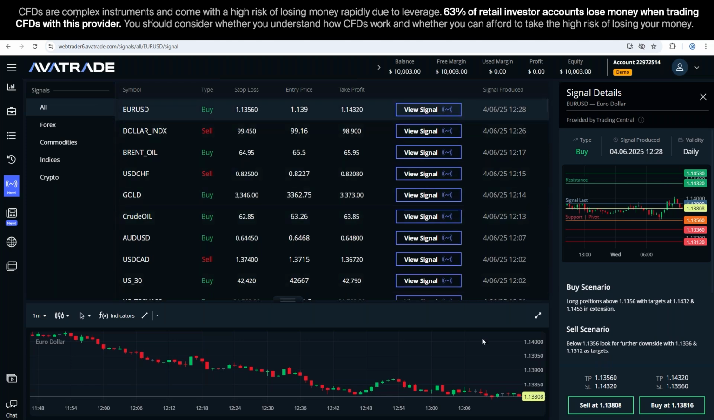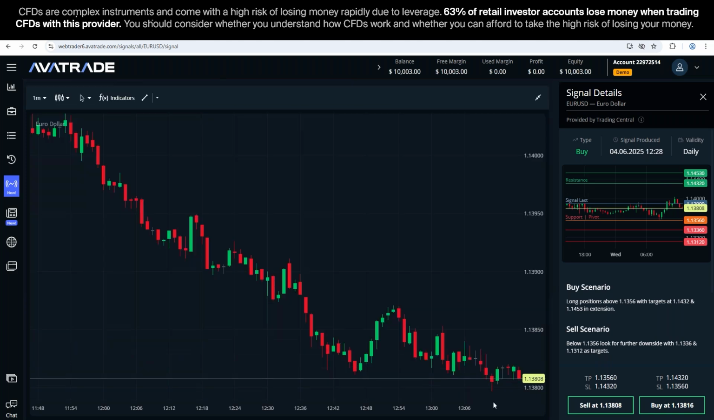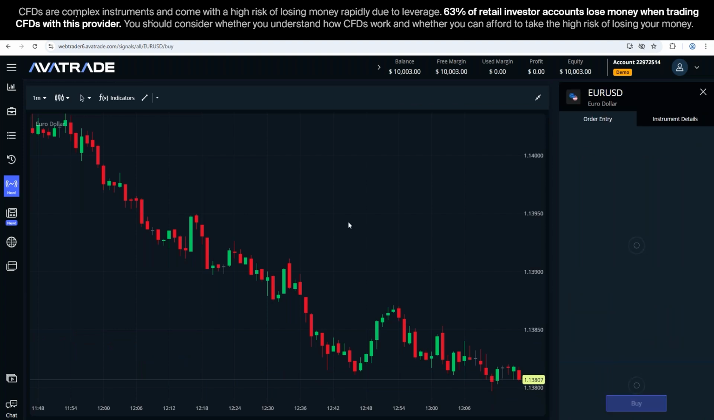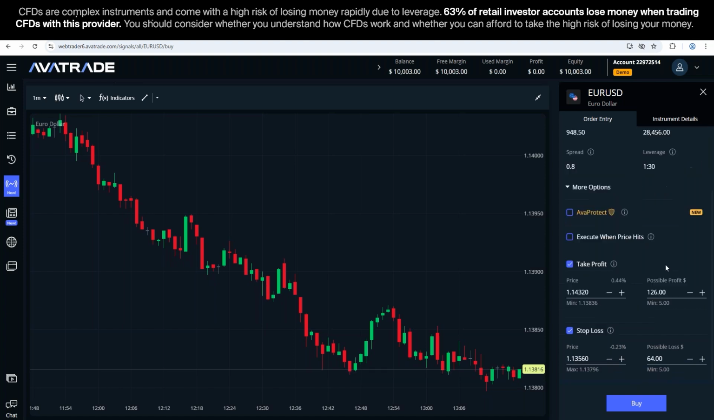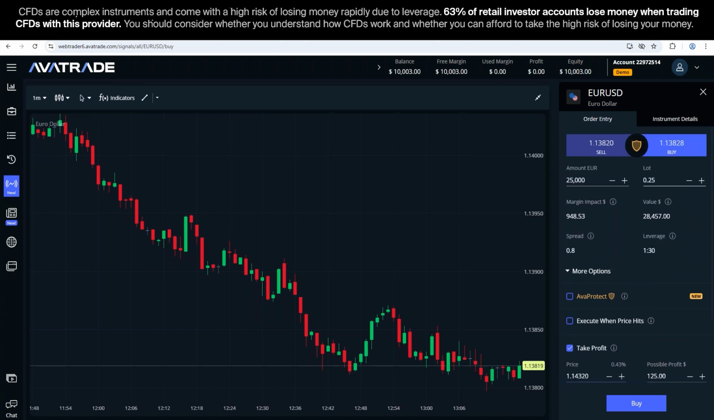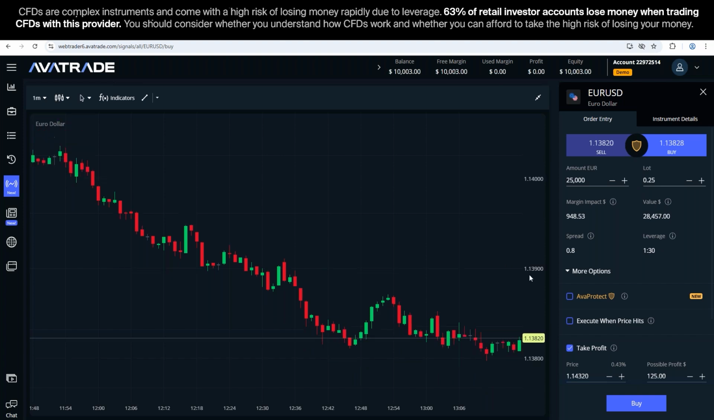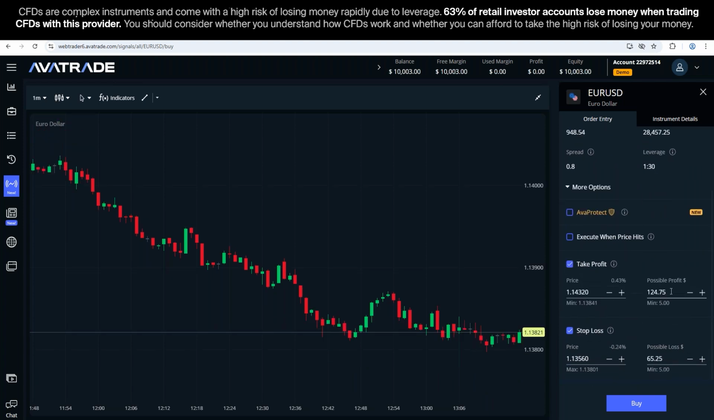So we're clicking here on view signal, we're clicking here on two arrows, and then we're clicking on the buy, like the scenario suggested. And now if we're going to look at the lot size that we have by default, it's 0.25, excellent. And then we see here possible profit, possible loss. Okay, just a second, but how did we get here?